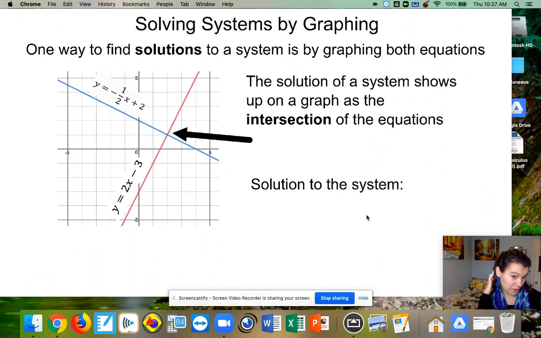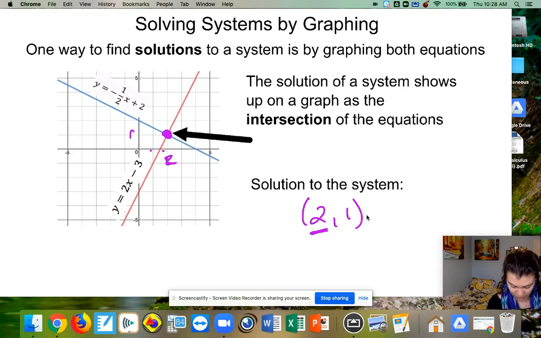Okay, so how do you solve by graphing? We kind of talked about this, but you can graph both of your equations, and where they intersect is your solution. So if we're looking here, this is at (2, 1). So the solution would be (2, 1) to this equation. You can then check by taking that 2, plugging it in here, and seeing if you get an answer of 1.